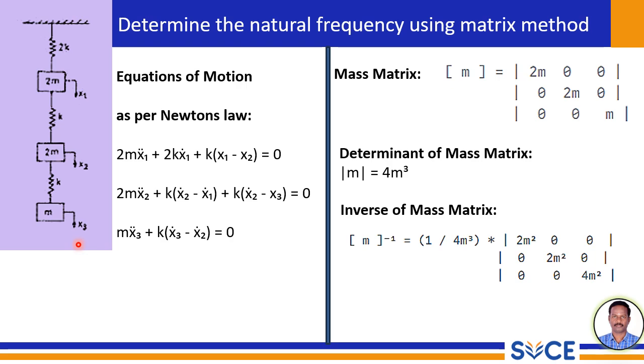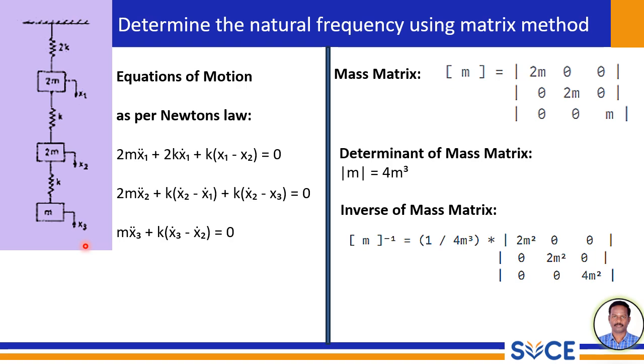We have a system consisting of three masses connected by springs. The first mass is 2m, the second mass is also 2m, the third mass is m, and the spring constants are given as 2k, k and k. We have defined the displacement of these masses as x1, x2, x3 respectively. Let us use Newton's second law to calculate the natural frequency.